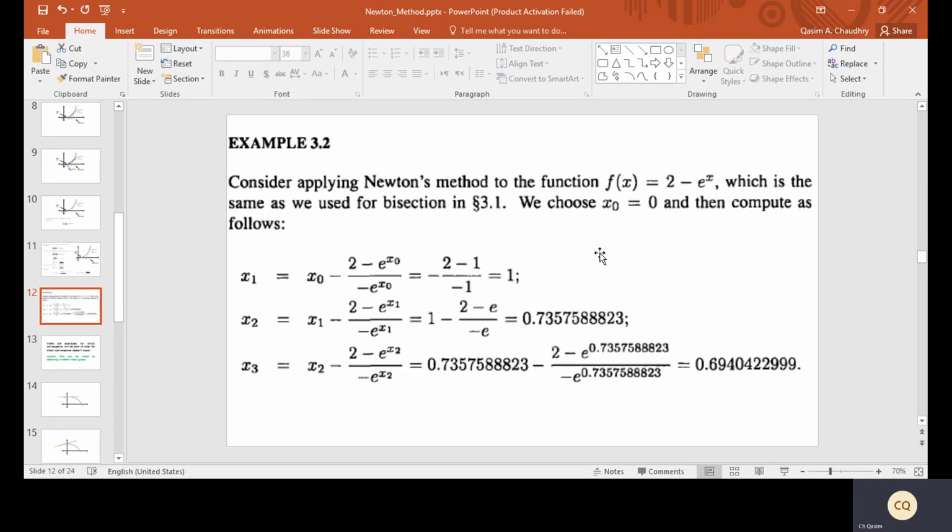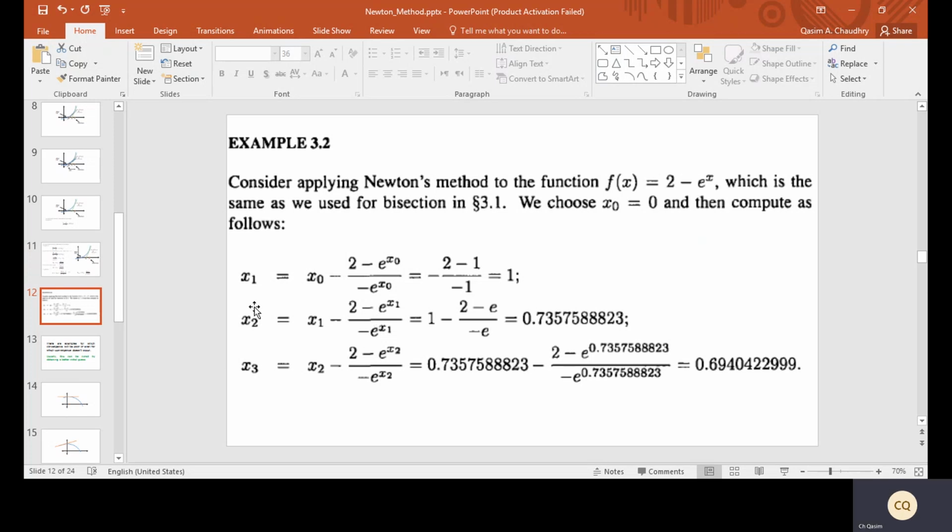So students, this is a very simple example from the same book. So what it says is that consider applying Newton's method to the function f of x is equal to 2 minus e raised to the power x, which is the same as we used for the bisection method. बेटा मुझे जो याद पड़ता है कि हमने शायद bisection में भी यही वाला एग्जांपल ली थी. So anyhow we simply choose x naught is equal to 0 and then compute as follows.